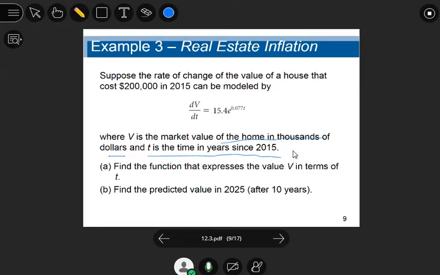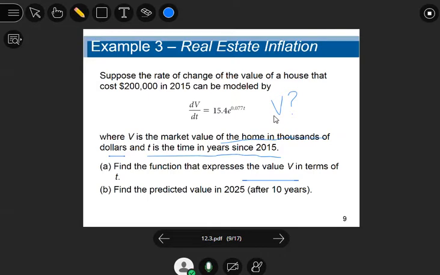First it is asking: find the function that expresses the value v in terms of t. So definitely you need to understand the problem. You need to find the value of v in terms of t. And secondly, in part B it is asking: find the predicted value in 2025. It means after 10 years, what is the value of v.